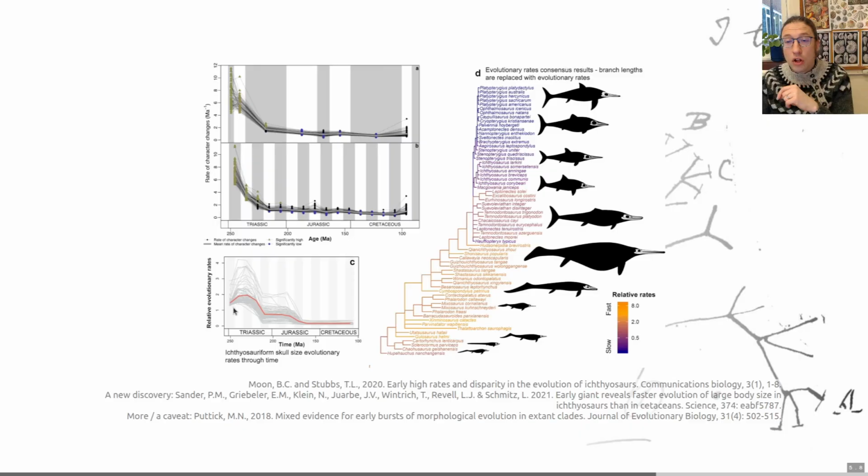That is largely mirrored in continuous characters. That's the measurement of the length of the skulls of these animals, as shown in the graph on the bottom left. And they've also taken the tree that they've created for this study and mapped evolutionary rates in terms of the color here from purple through to yellow onto the tree. And as you can see, most of the high rates in this tree are concentrated towards the origin of the ichthyosaurs, towards the left-hand side of this tree.